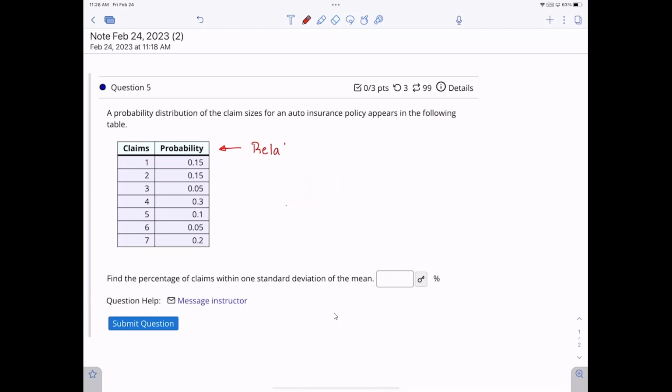Since I can do that, I can let my calculator calculate the mean and standard deviation of this discrete probability distribution. And I do that by putting the claims, the numbers 1 through 7, in one list. I'm going to put those in L1, and I'm going to put the probability, which is a relative frequency, in another list, L2. And then I can let my calculator calculate the one variable statistics and give me the mean, which is also called the expected value, and the standard deviation of this probability distribution. So I'm going to do that. I'm going to stop sharing my iPad, and I'm going to go share my screen.